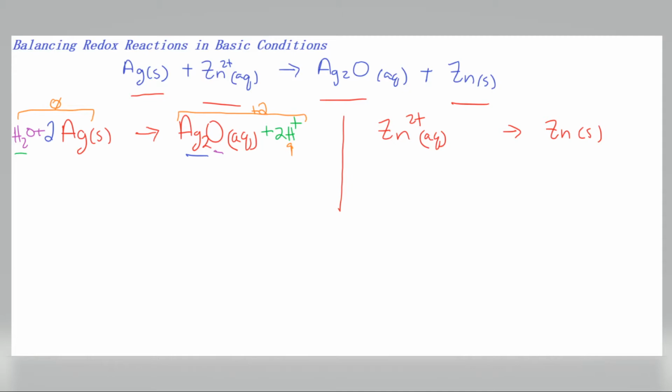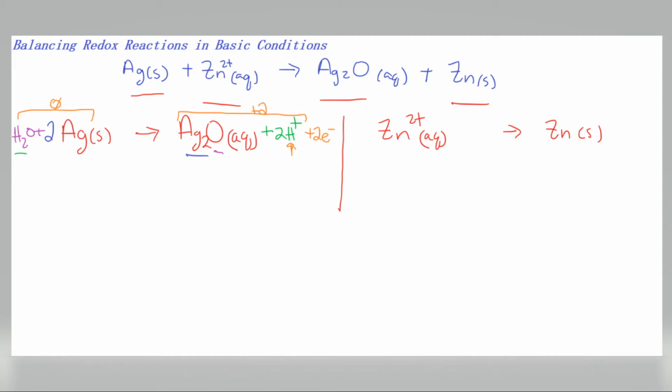Therefore, if we're adding electrons to balance the charge out, we need to go to the more positive side. And what we do is we're going to add 2 electrons to the right hand side, because that essentially balances the entire right hand side to be neutral and it matches the left hand side.